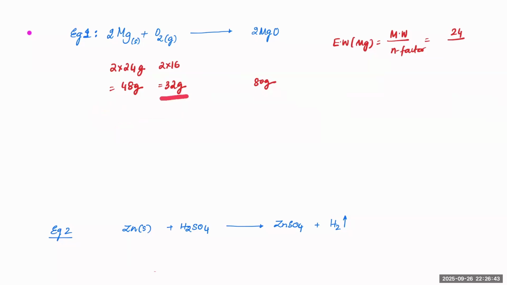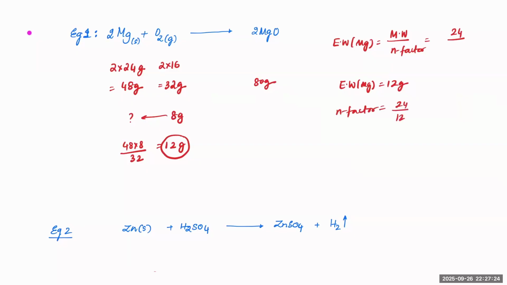So notice, for 32 grams of oxygen, 48 grams of magnesium is combining. If I take 8 grams of oxygen, how much magnesium will it use to combine? That is 48 into 8 divided by 32, correct? Which is equal to 12 grams. So this 12 grams is the equivalent mass of magnesium. As per the definition, the equivalent mass of magnesium is 12 grams, which means the n factor has to be 24 by 12, which is 2.